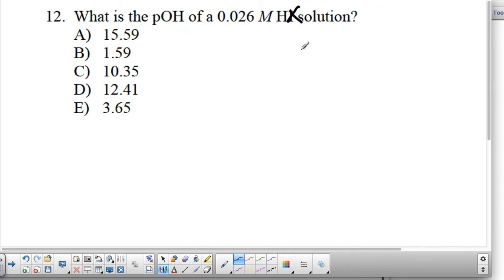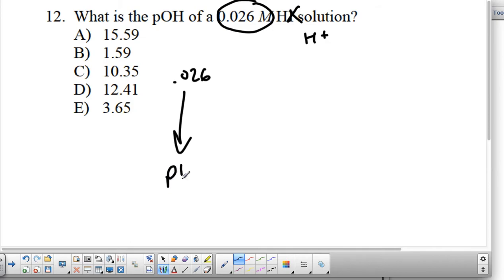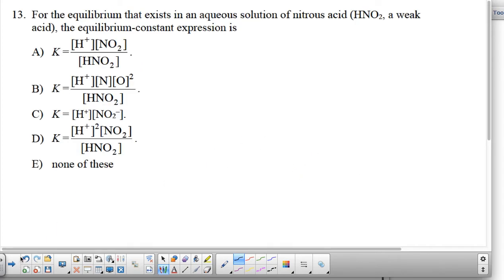If I look here, a heartbreaker right there, H+ means it's a strong acid. They're asking me for pOH. Well, if I take the negative log of it, I take 0.026, get the negative log of that, I get pH, and then pH and pOH, the relationship is equal to 14. So in that case, when you subtract the pH from 14, your correct answer is going to be D, 12.41.